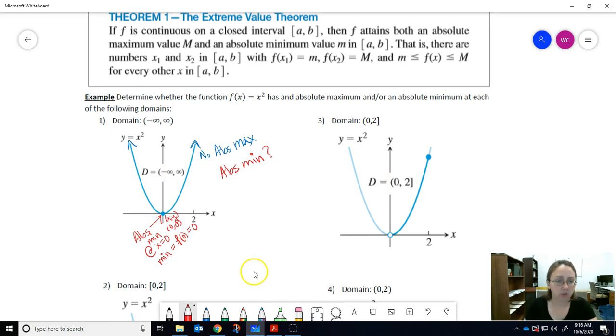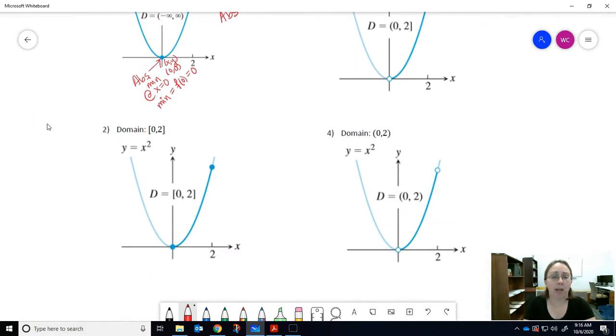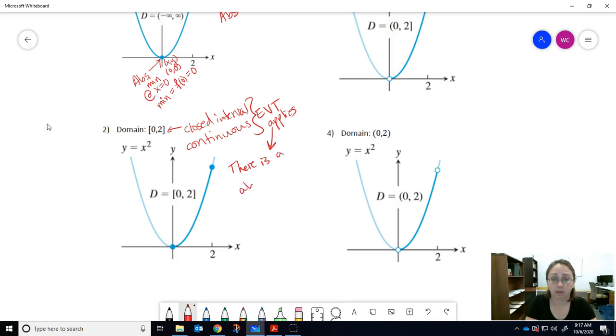All right, so let's go down to number 2 down here. So we have the parabola, but notice we've limited our domain. This domain has brackets on the 0 and the 2. So this is a closed interval. So we have a continuous curve, a parabola. We have a closed interval. So the extreme value theorem would apply here. What does that mean? That simply means there is an absolute max and an absolute min in the interval from 0 to 2.